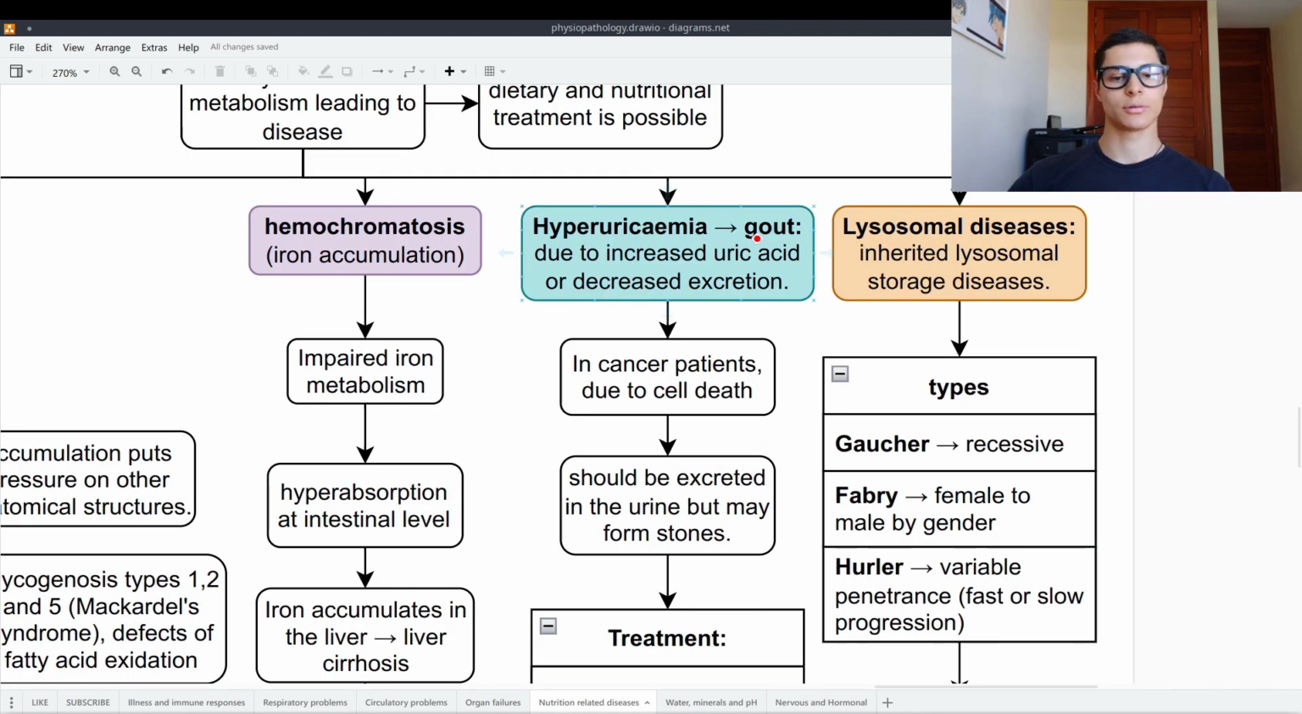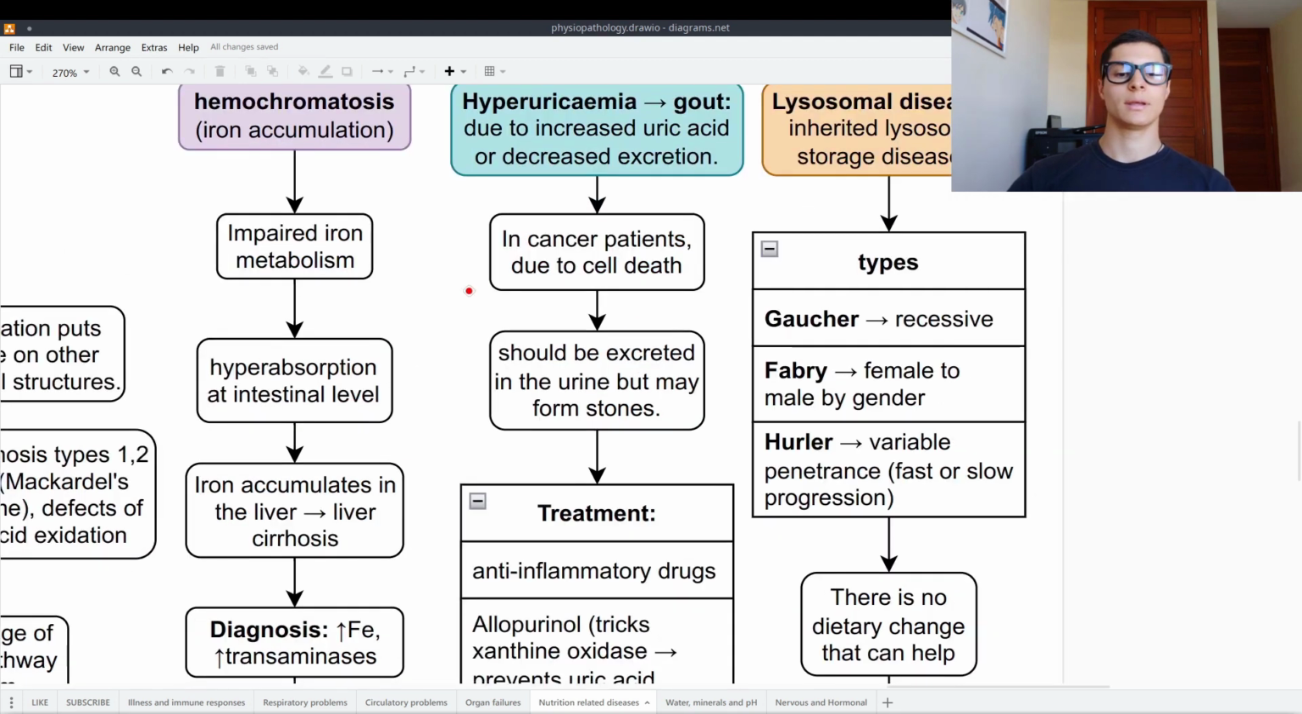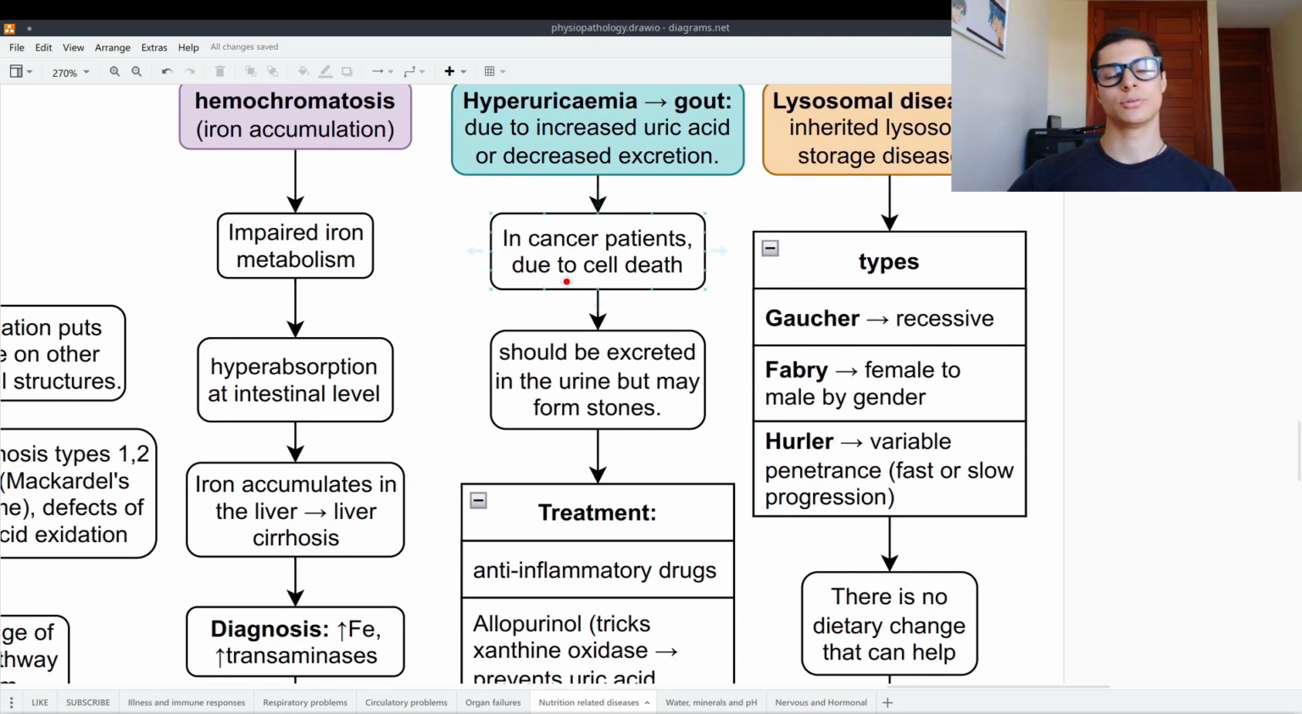Hyperuricemia causing the gout due to increased uric acid or decreased excretion. In cancer patients, it's due to the cell death. Should be excreted in the urine but may form the stones. There are a type of kidney stones coming from uric acid.